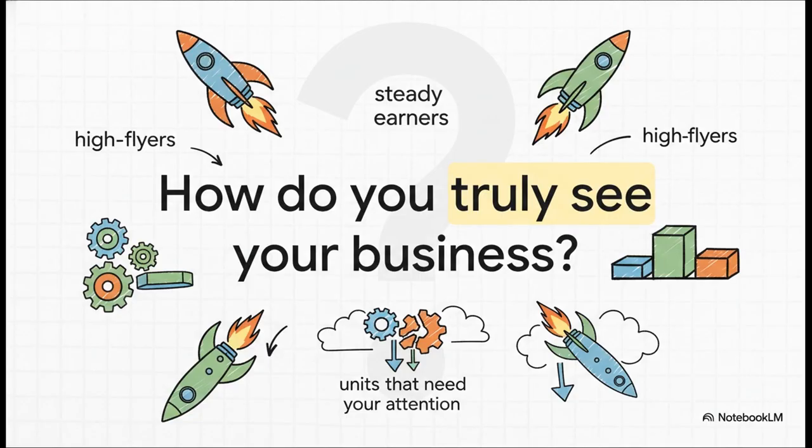So let's start with a really basic question, but it's a huge one. How do you truly see your business? I'm not talking about that one big consolidated number at the bottom of a report. I mean the real moving parts, right? The divisions that are absolutely crushing it, the ones that are steady earners, and yeah, the ones that really need your focus. Getting that level of clarity, that's your job number one.